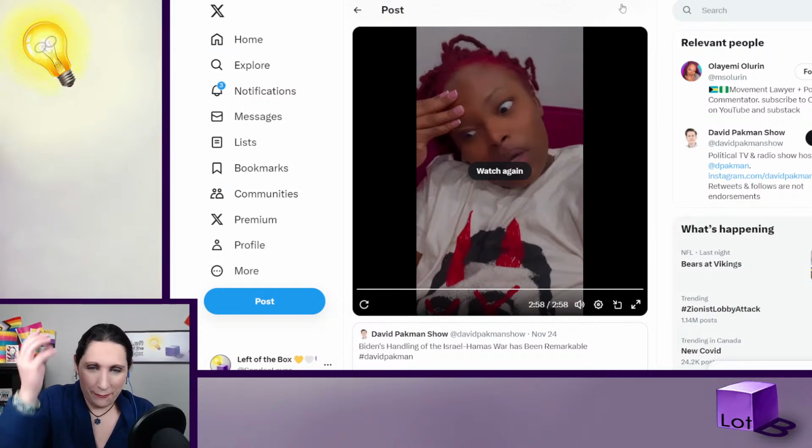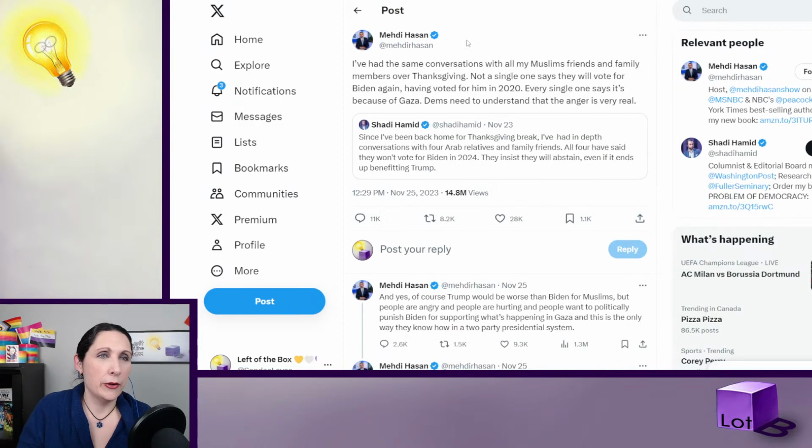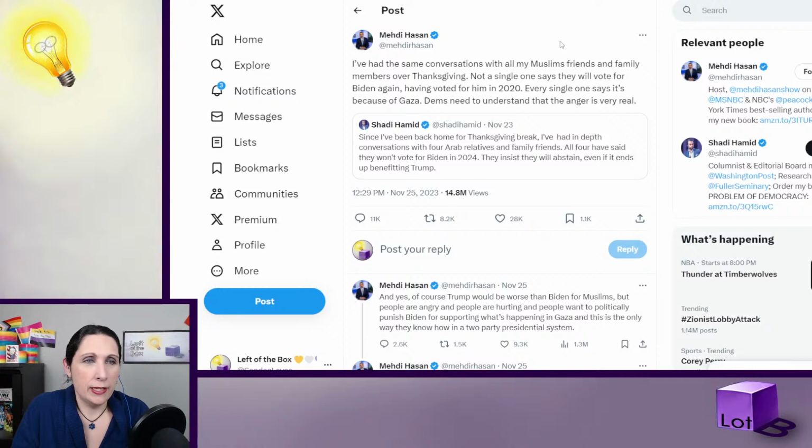But along that same vein of thought, a little while ago, Mehdi Hassan had this very interesting tweet that came out. So he's replying to Shadi Ahmed. Since I've been back home for Thanksgiving break, I've had in-depth conversation with 4 Arab relatives and family friends. All 4 have said they won't vote for Biden in 2024. They insist they will abstain even if it ends up benefiting Trump.